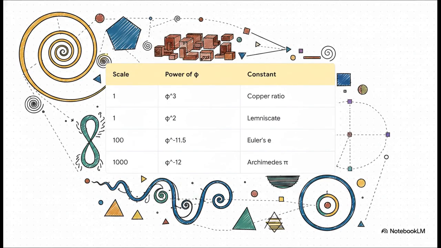Let me walk you through this massive aha moment, because it's pretty overwhelming in the best way. Purely by scaling powers of phi, we get the copper ratio from phi cubed. We get the limnescape constant from phi squared. But when we scale the negative powers, it gets even crazier. To put it in perspective, 100 times phi to the negative 11.5 yields Euler's e. 1,000 times phi to the negative 12 produces Archimedes' pi. The sheer volume of famous constants born directly from phi is visually and conceptually breathtaking.